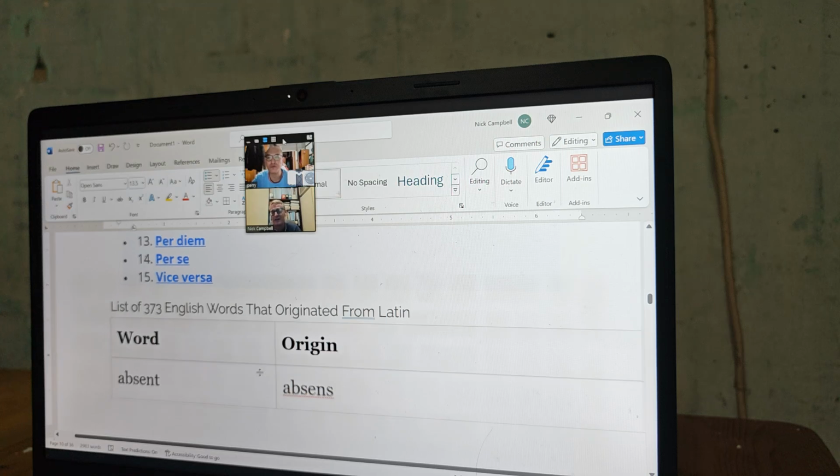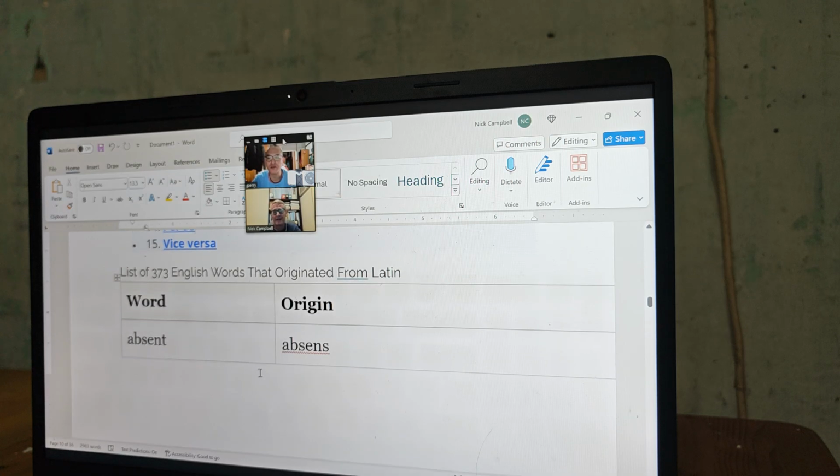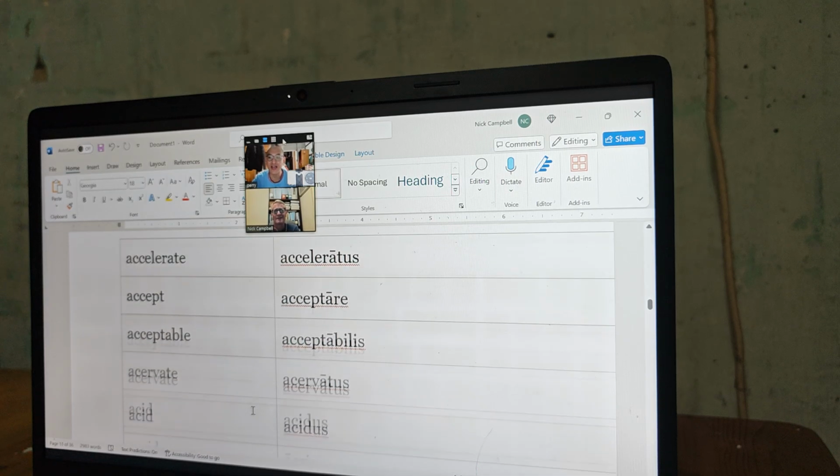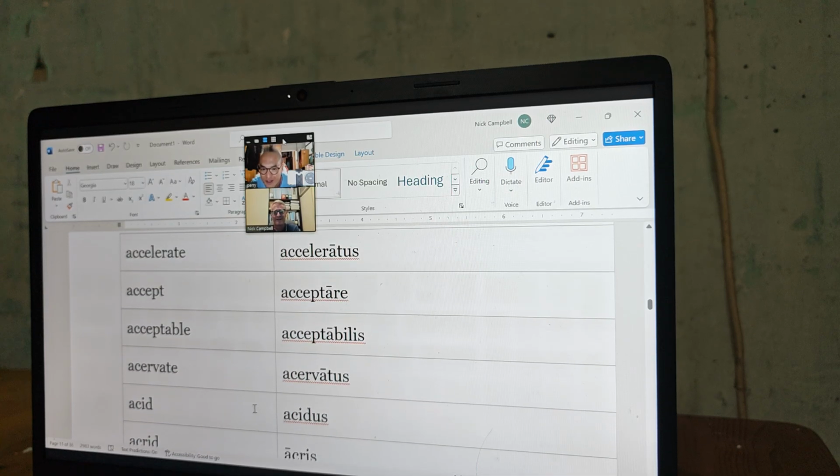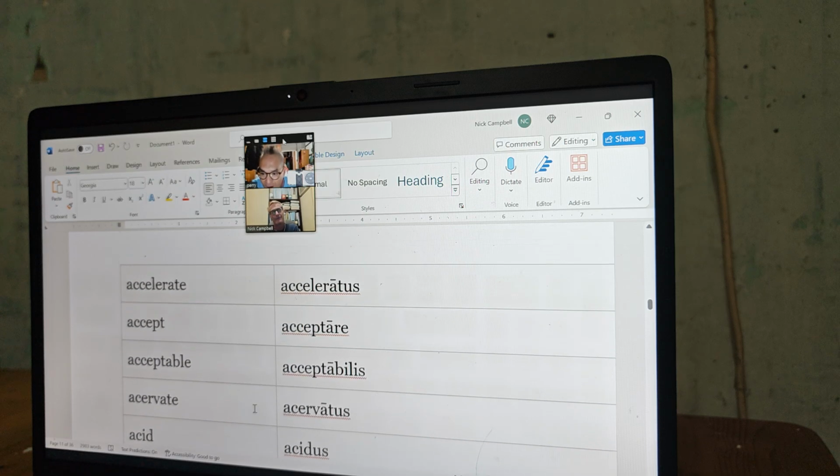I'm not going to read them all, but if you're interested later, you can see here I put a list of 373 English words that came from Latin. It's very, very long, this list. All of these words came from Latin. You can see that in Latin it's slightly different, but they are exactly from Latin.